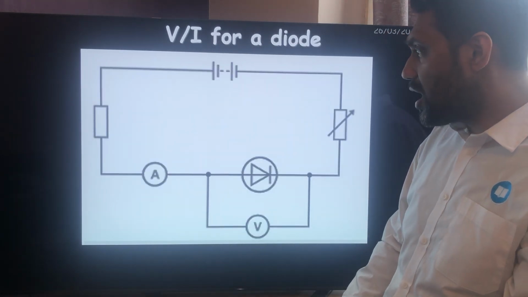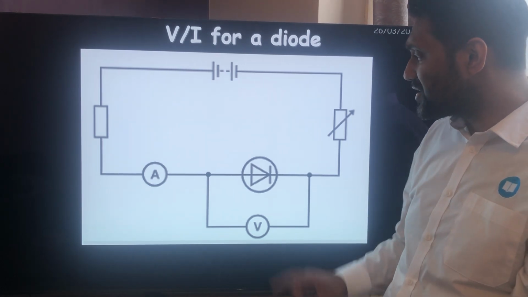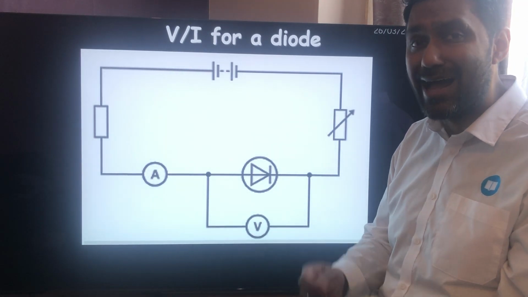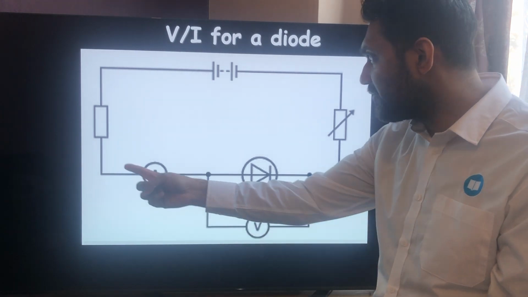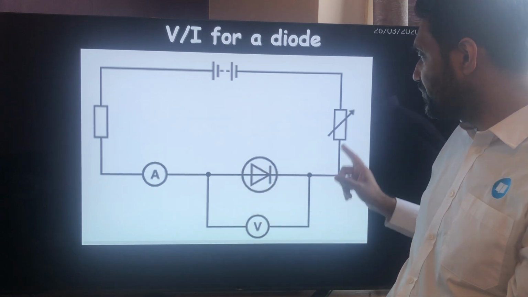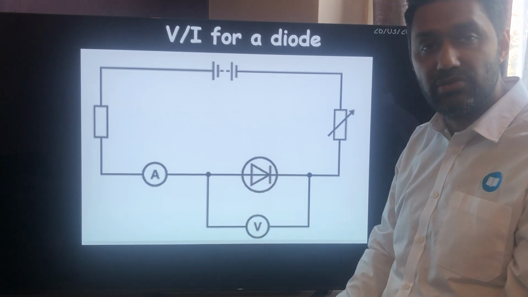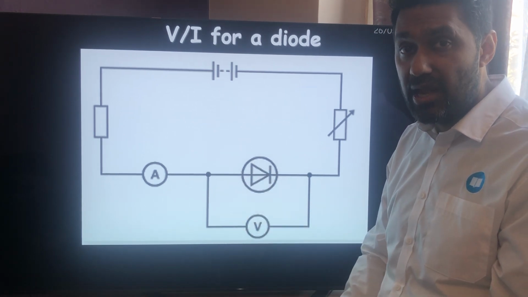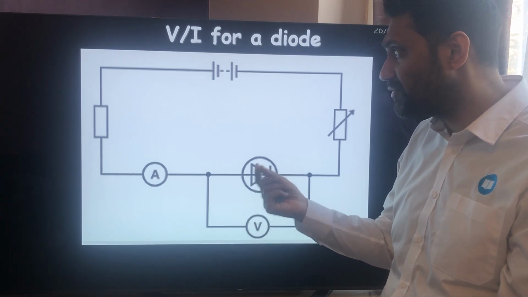The other one that you need to know is your VI graph for a diode. Now, what is a diode? Here's the symbol for a diode. A diode is an electrical component that only allows current to flow in one direction. So, for instance, here, the current will flow. You'll go through there and through there. But if I turn the diode round, the current wouldn't be able to flow. Or if I turn the battery around on this one, the current wouldn't be able to flow. So a diode only allows current to flow in one direction.